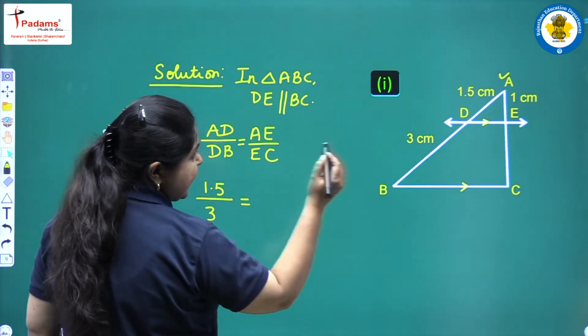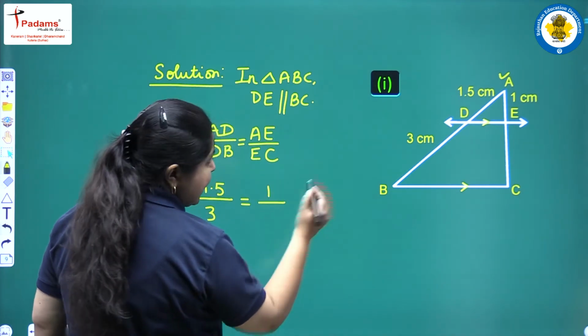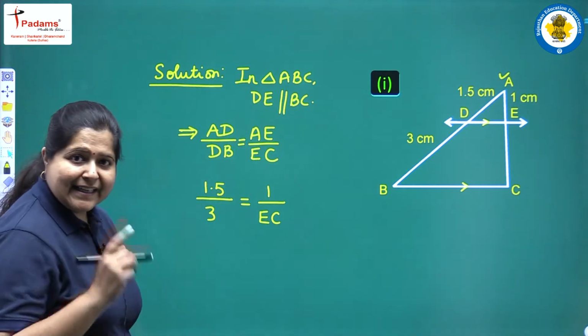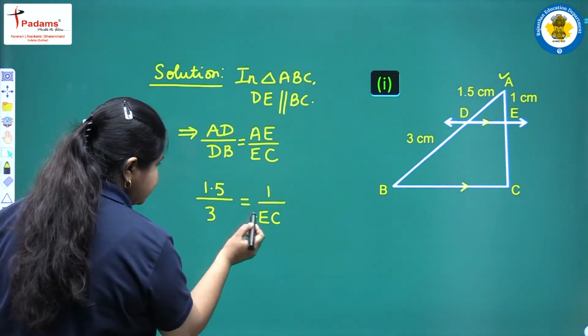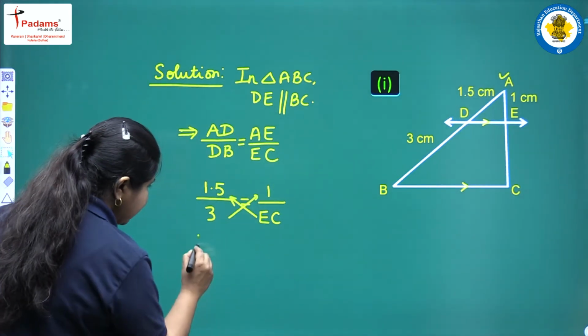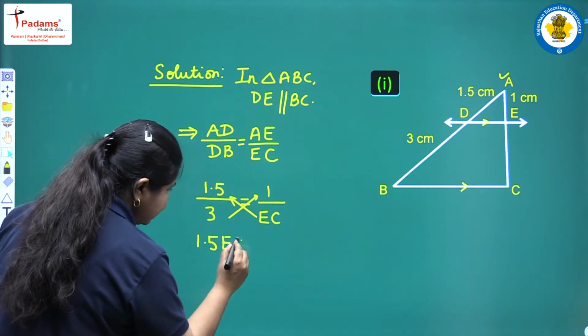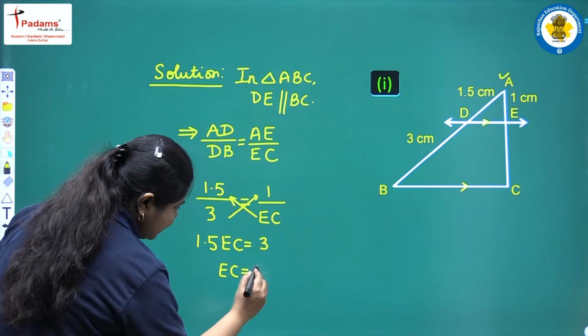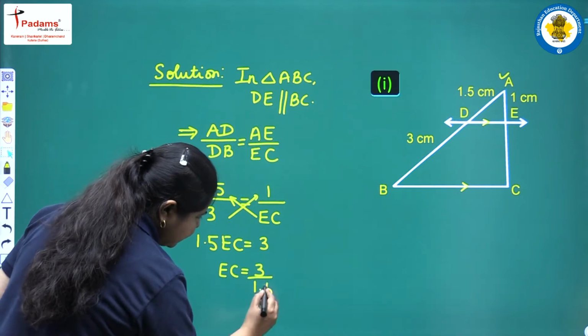This is equal to AE which is 1 centimeter long, and then we have to find this EC, so we write it as EC. Now how to find this EC? Just cross multiply. You will get 1.5 EC equal to 3 into 1 will be 3. From here EC is equal to 3 upon 1.5.